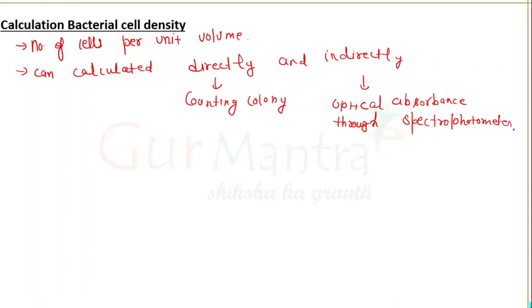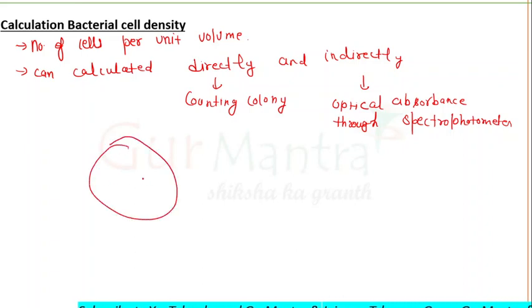Fine. Now, measurement of colonies. How to measure the colonies? See, bacterial cells will form on an agar medium, and the bacteria will divide, and its progeny will form. This is a plate, and there will be agar medium, and there are some bacteria.